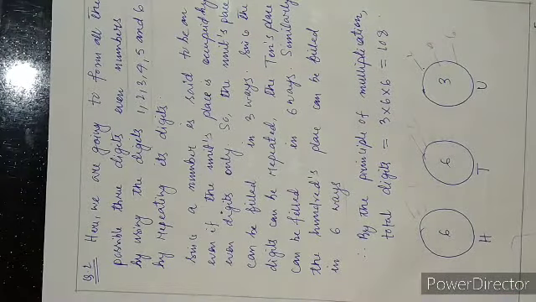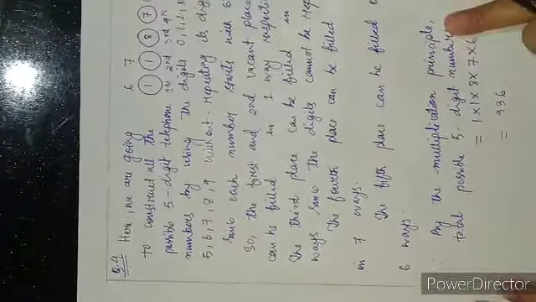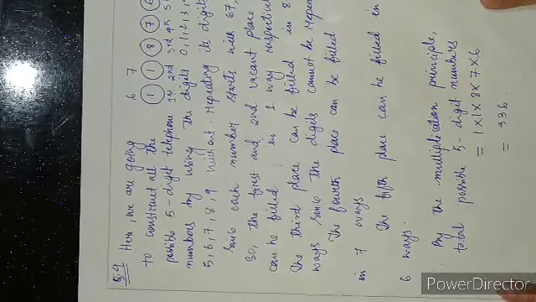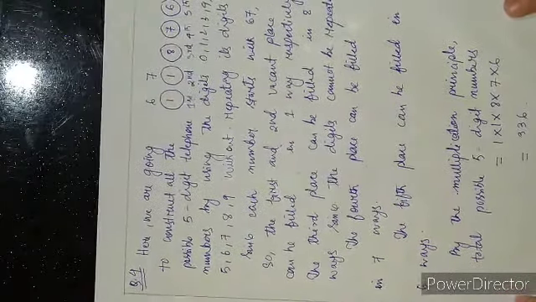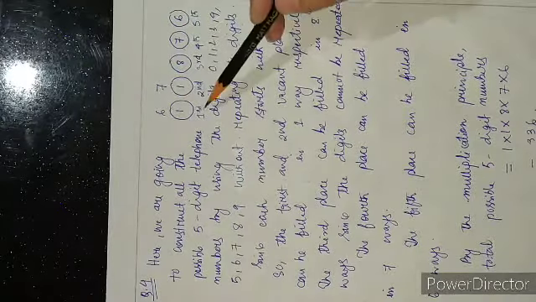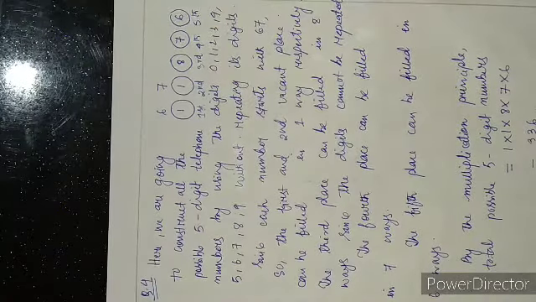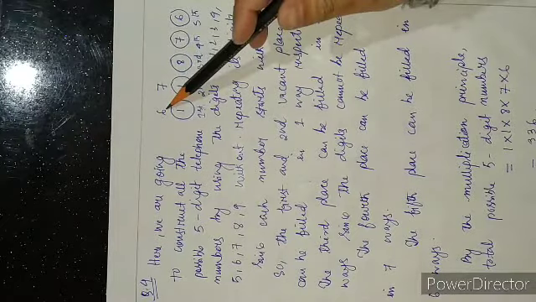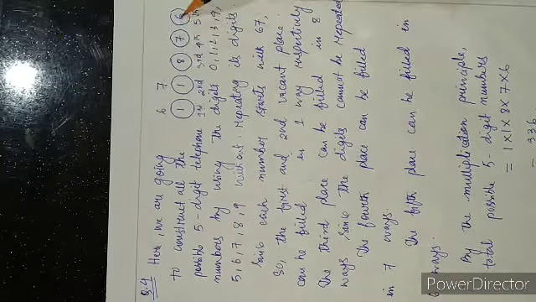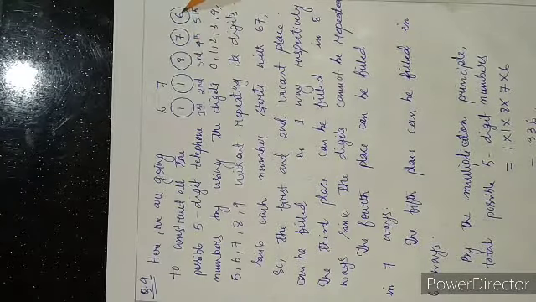We have to form 5-digit telephone numbers, and each 5-digit telephone number starts with 67. The telephone number has first, second, third, fourth, and fifth places. The first place is occupied by 6, the second place is occupied by 7, and then we fill up the remaining vacant places.